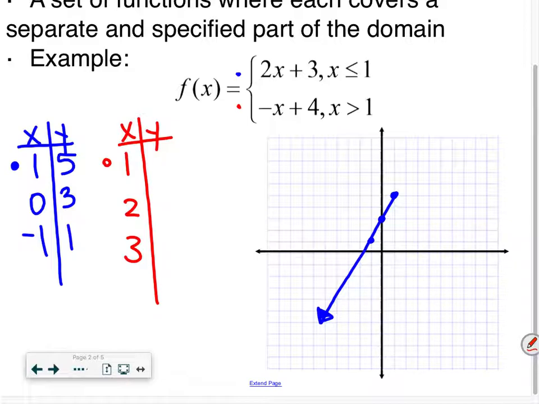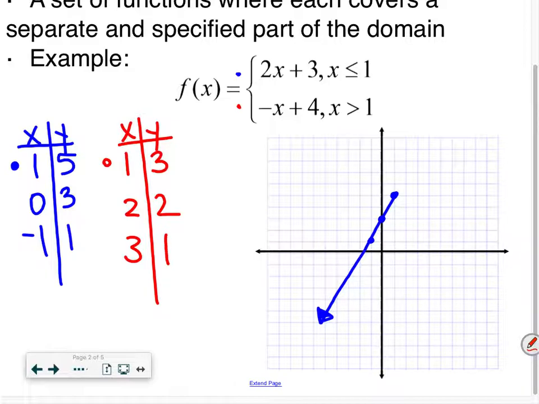Negative x plus 4. Visualize what that is as a full graph. What kind of graph is it? Still a line, okay. So we're going to have a piece of a line. So when we plug in 1, what do we get out? 3. When we plug in 2, and when we plug in 3.